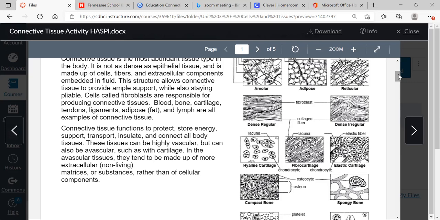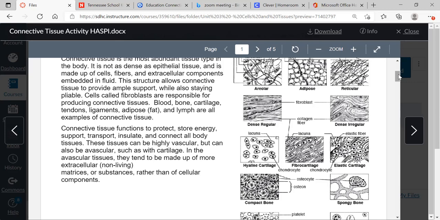Back to this. In the avascular tissues, they tend to be made up of more extracellular matrices or substances rather than of cell components. So I want to really have this resonate with all of you. Let's make this make sense. What happens to any of your cells when they don't receive blood? They die. Easy answer. What is carried in your blood that cells need? Mainly oxygen for cell respiration.